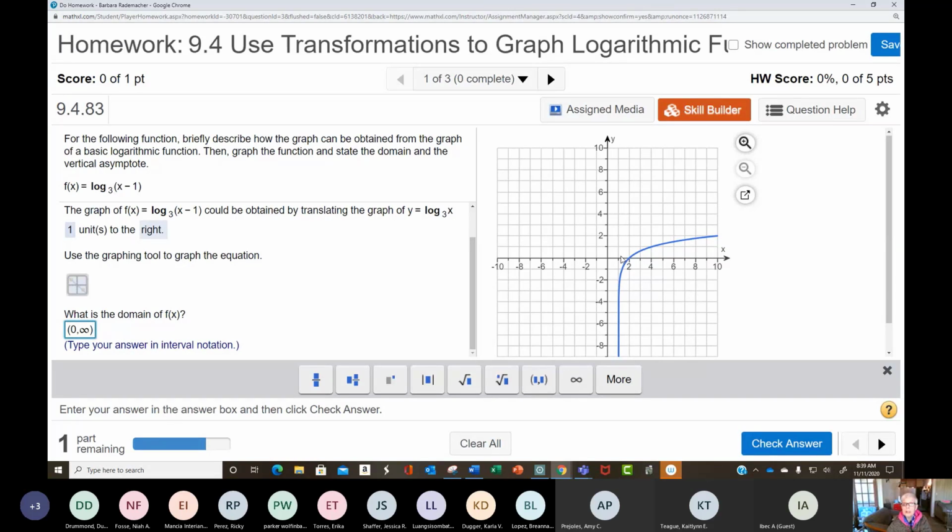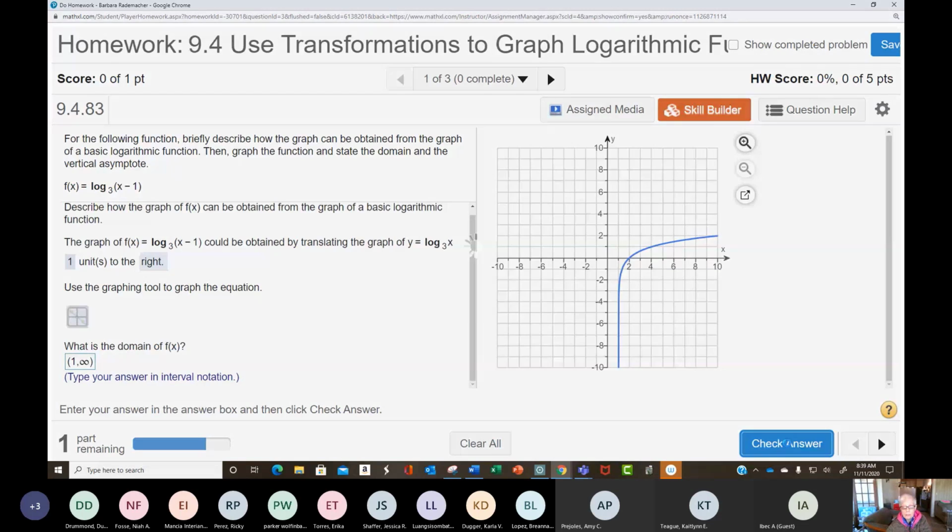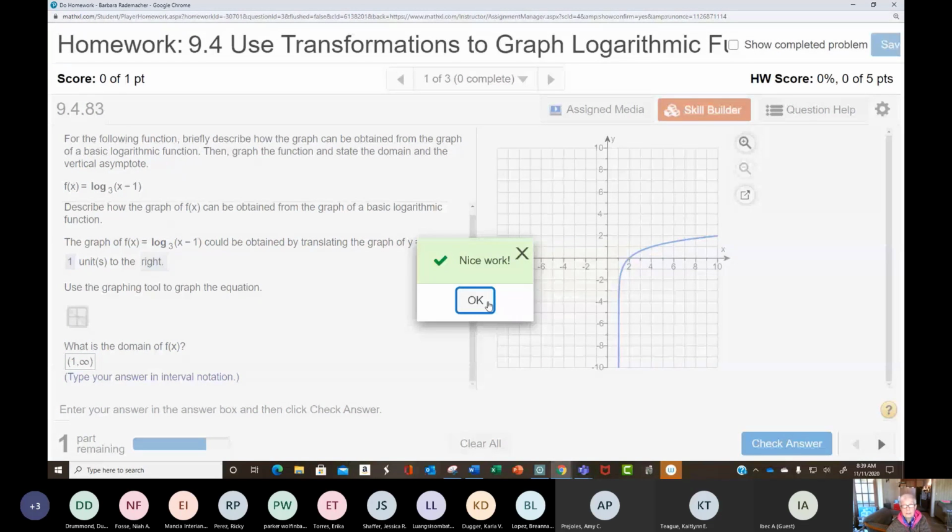Yes, x equals 1 is the equation of the new vertical asymptote, but that's not what they were asking, and this has to be a 1. There you go. Now, 1 to infinity, not including 1 because it's an asymptote.